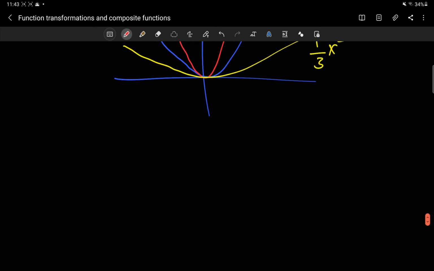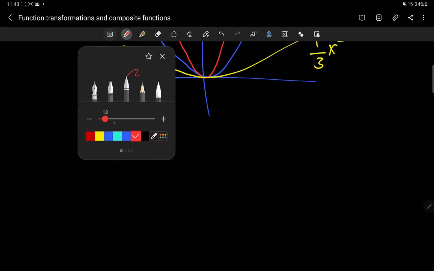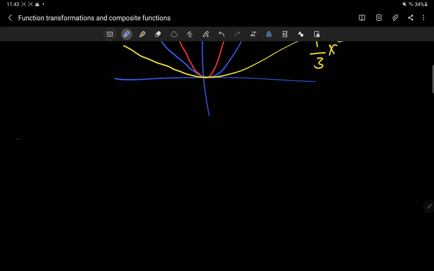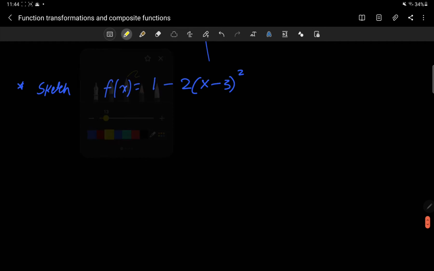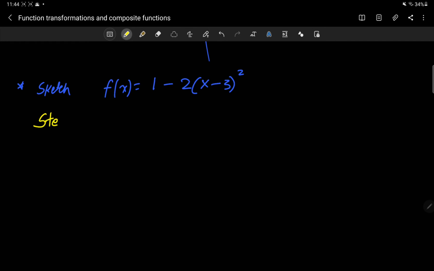Let's look at an example where we combine some of the things that we've done so far. Let's say you need to sketch the graph of 1 minus 2 times (x minus 3) squared. So now we are combining a bunch of transformations here. I would like you to pause the video and try and figure out step 1 and step 2. All right, hopefully you figured this one out.